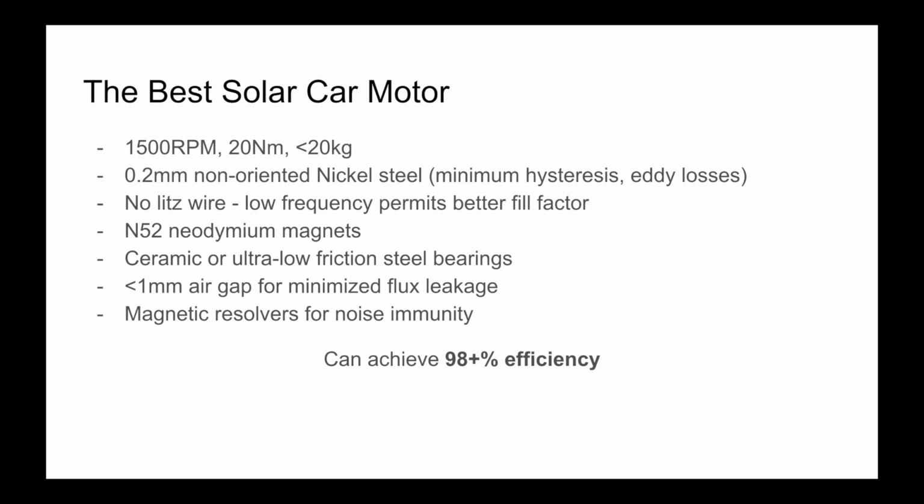Ceramic or low friction steel ball bearings are common, and an air gap under 1 mm is easily maintained without the need for a composite sleeve. Since electrical noise can be a bit of an issue, resolvers are more reliable and can be worth the extra cost for low quantity units. While a motor with these specifications can cost upwards of $9,000 each, the near 100% efficiency is easily achievable.